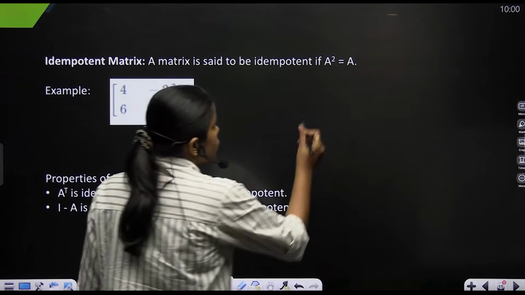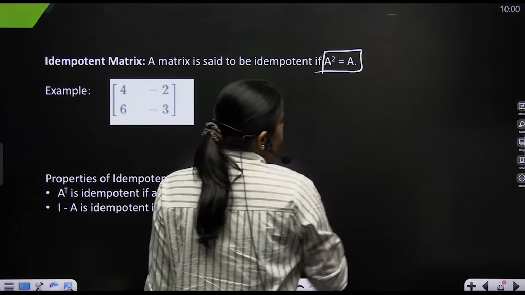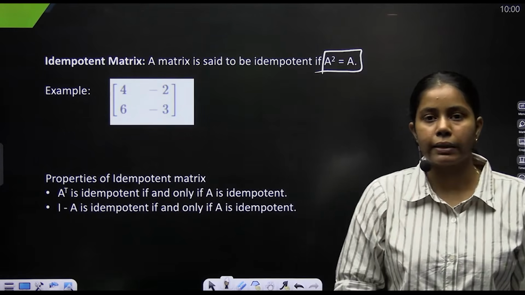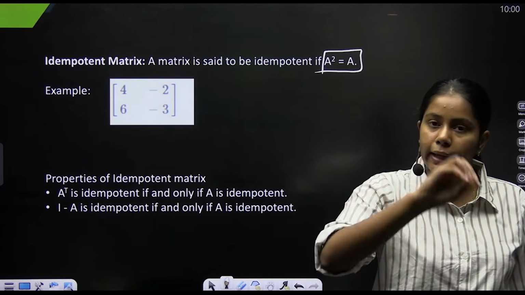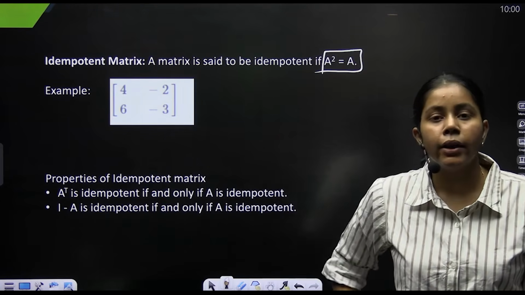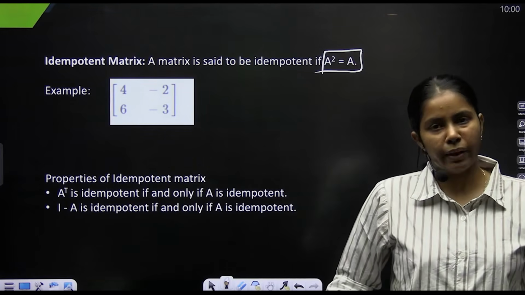If I take a square of a matrix and I get the matrix itself, then that is called an idempotent matrix. Now you might think that only the identity, or entries that are either 0 or 1, would give A square equals A, but that is not true.